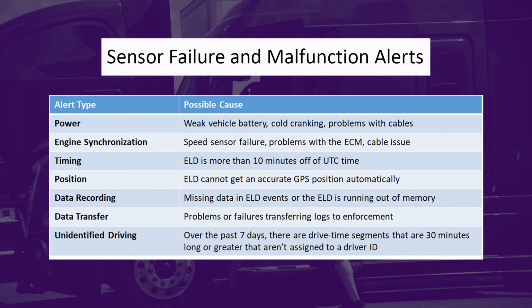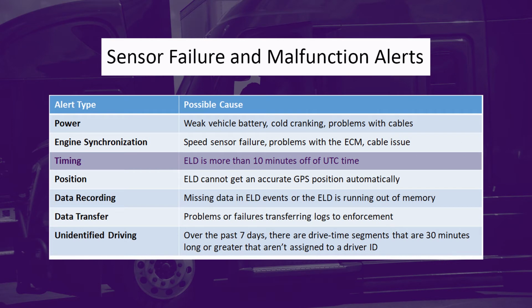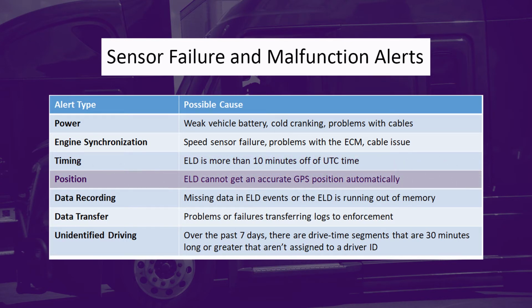There are new sensor and malfunction alerts. For power: weak vehicle battery, cold cranking, problems with cables. For engine synchronization: speed sensor failure, problems with the ECM, and cable issues. Timing: ELD is more than 10 minutes off UTC time. Position: ELD cannot get an accurate GPS position automatically.